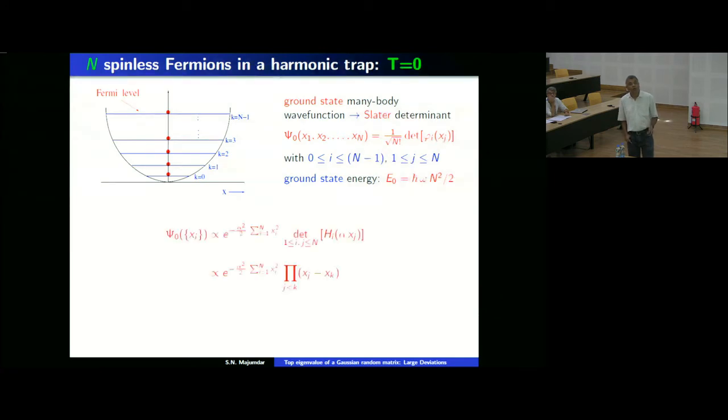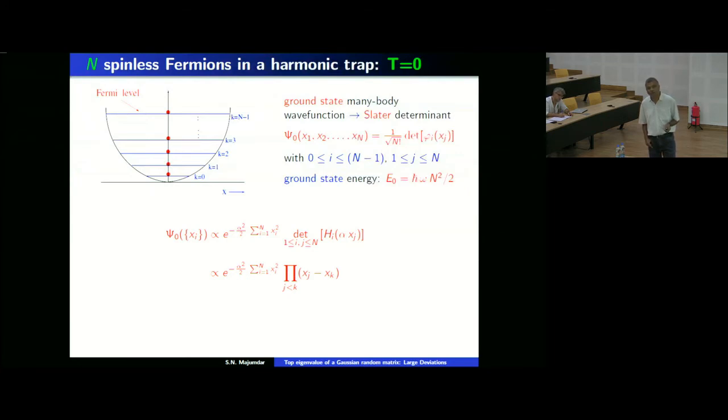So I want to calculate this wave function. What is the single particle wave function? This is Gaussian times Hermite polynomial. So when you put this Gaussian, just work it out by a 2 by 2, 3 by 3 example, the factors all come out of the determinant. So what you are left with is a determinant of Hermite polynomials. Okay? Now, a determinant of Hermite polynomials, you can always express as a Vandermonde determinant.